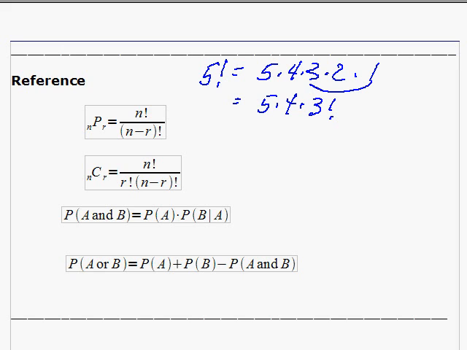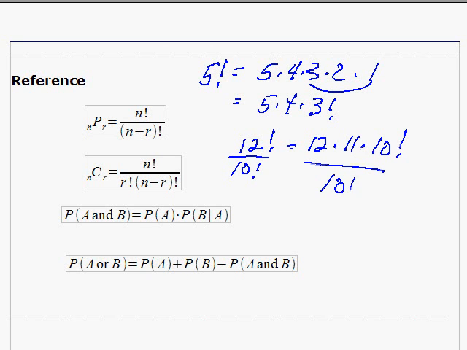And when you have these factorials, you can cancel the whole group. Before we had 12 factorial over 10 factorial. You can count down 12 times 11 times 10 factorial. And you're divided by 10 factorial. These cancel and turn into ones, of course, not zeros. And so that's 12 times 11 is the answer.